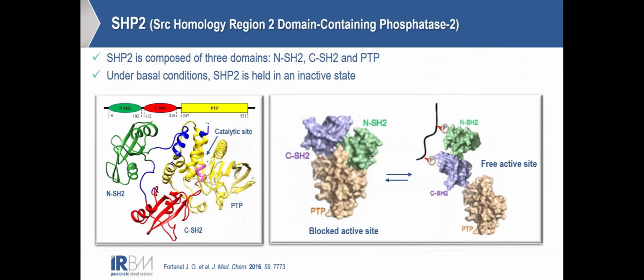So, this is the full length of the SHP2 protein, which is composed of three different domains: the N-SH2, the C-SH2, and the PTP. The most important is the PTP, where the catalytic site is located. In basal conditions, SHP2 is in an auto-inhibited state, characterized by a closed conformation in which the N-SH2, C-SH2, and PTP domains close the protein and block the active site. Once this protein is activated by the presence of different proteins or peptides, it adopts a linear open conformation in which the catalytic site is free.